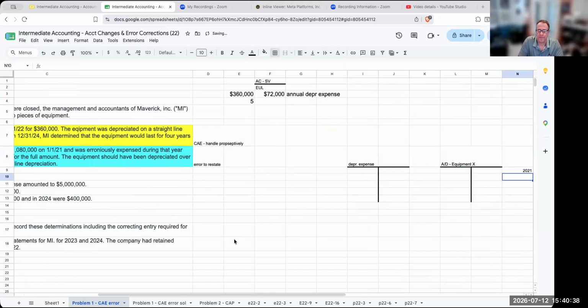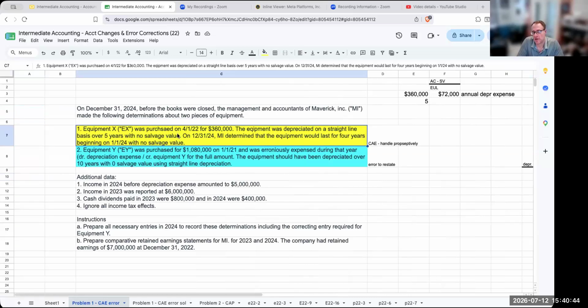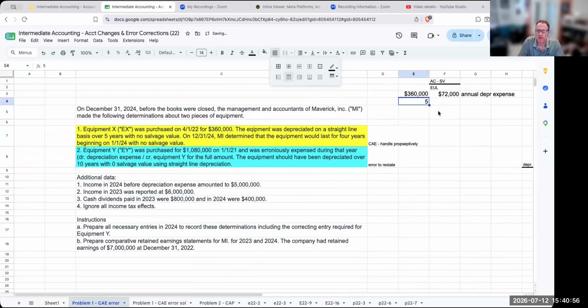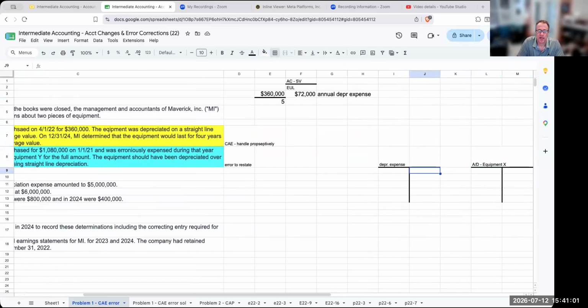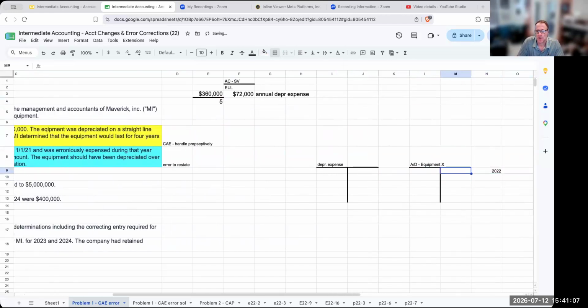So in 2022, how much depreciation would I have taken? When we look at this, the dates always matter. Like when I watched an episode of The Bachelor, the dates are very important. So if my annual depreciation expense was 72,000, then my depreciation during 2022 is going to be 72,000 times 9/12, or basically April through December.